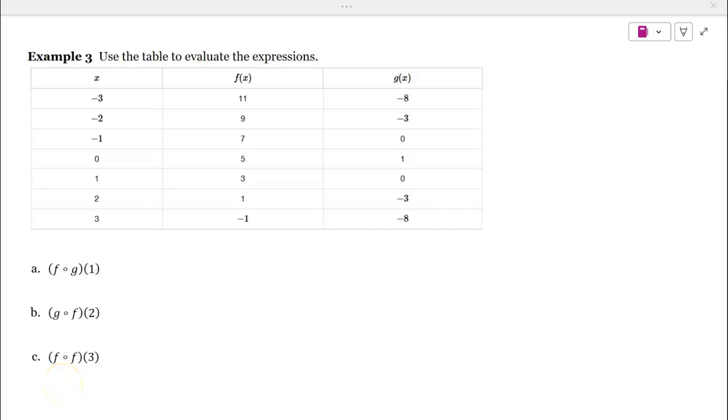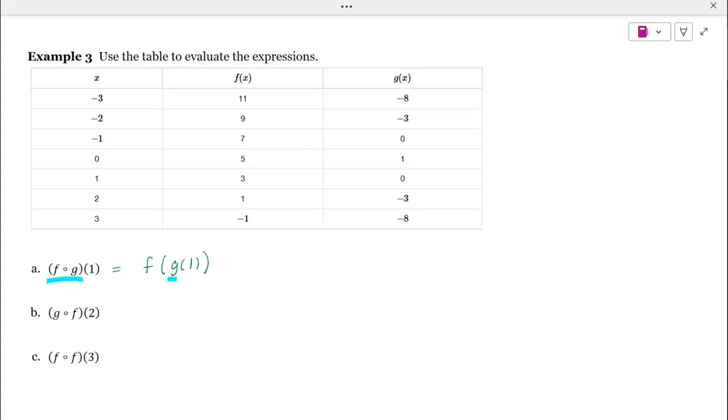In this example, we are going to use a table to evaluate composition functions. In the table, for given x values, we can see the output of both the function f and the function g. For our first example, we are looking at f of g. This notation here with what looks like an O in the middle doesn't mean multiplication. It means f of g, the function g is being plugged in, and instead of x, they're telling us to evaluate this at the point 1.